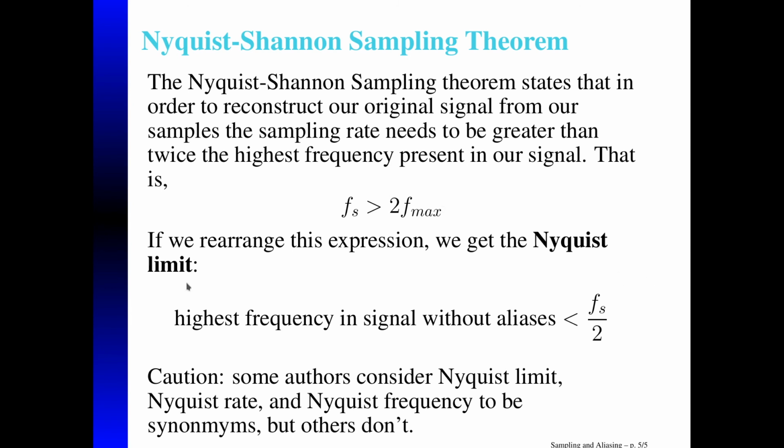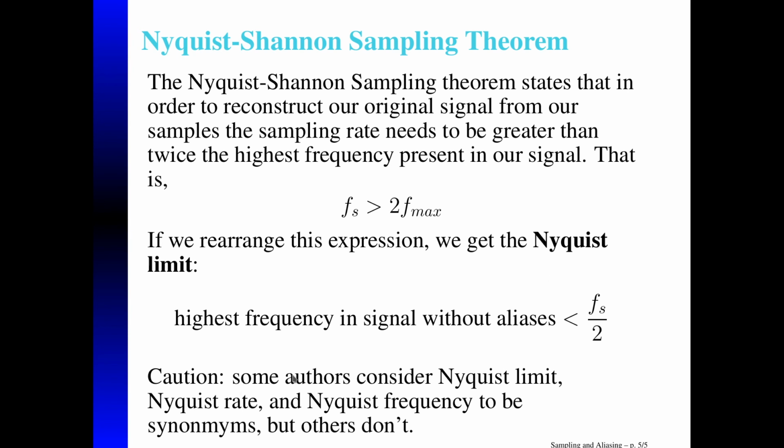If I take this expression and rearrange it by dividing both sides by 2, then we can get what's called the Nyquist limit, which says that the highest frequency in the signal that you would be able to deal with without there being any aliasing should be less than half the sampling rate. So if I say I'm going to sample at 1,000 samples per second, then in order to avoid aliasing, you wouldn't want the highest frequency to be greater than just under 500 hertz, or 500 hertz, excuse me.